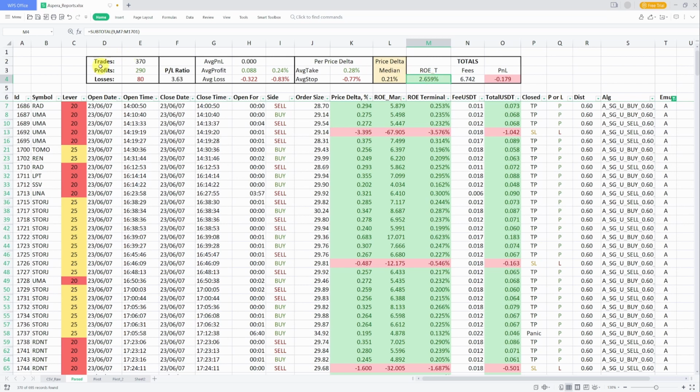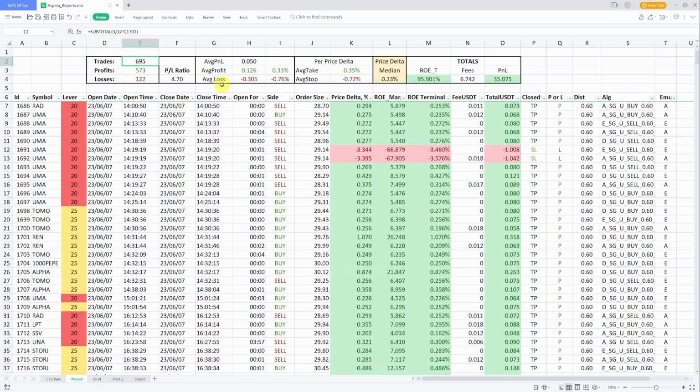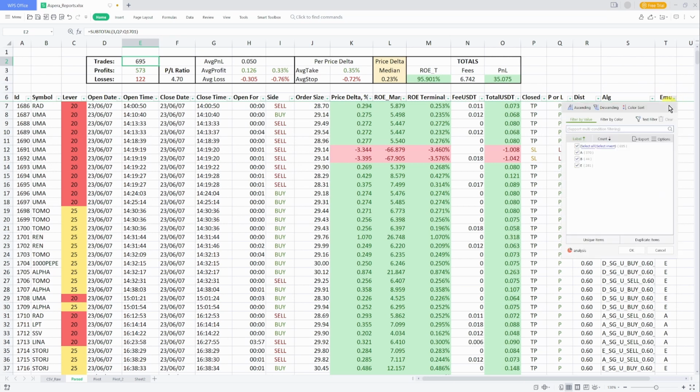Now let's go to the front. This one is pretty easy. It just tells you the number of trades overall. 370, that's real trades. If I were to go all, we have 695. You are familiar with that number.